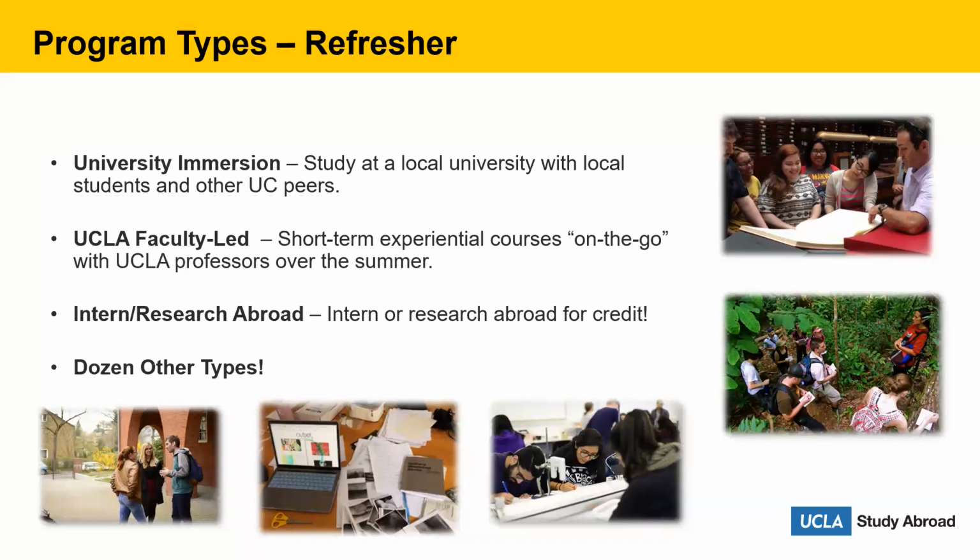So that's the immersion program. The other program that is very popular is the UCLA faculty-led programs, and those are short-term programs during the summer only, and they're very experiential courses on the go with UCLA professors, mostly UCLA students, but it's actually open to anybody in the US as long as they're 18 and over. The other type of program is very specific. It's a program that focuses on internships abroad or research abroad. You're actually not getting paid for the internship, but you are getting academic credit. So again, very exciting models and types of programs.